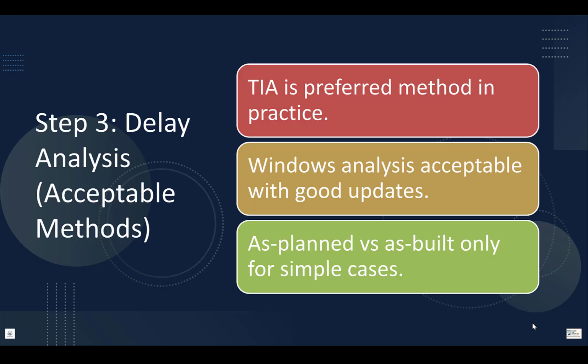Second, windows contemporaneous period analysis. This breaks the program into windows and measures slippage in each period. This is good when program updates are reliable and delays are distributed over time. Third, as planned versus as built. Only for simple projects or when the engineer or employer, for example, destroyed program integrity.